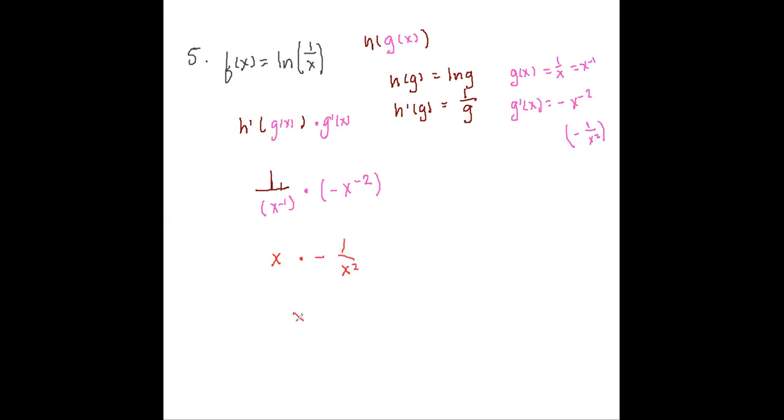So this is going to be x over x squared. That's going to cancel with that. So I'm going to end up with minus 1 over x. Okie doke. Questions, comments, or concerns?